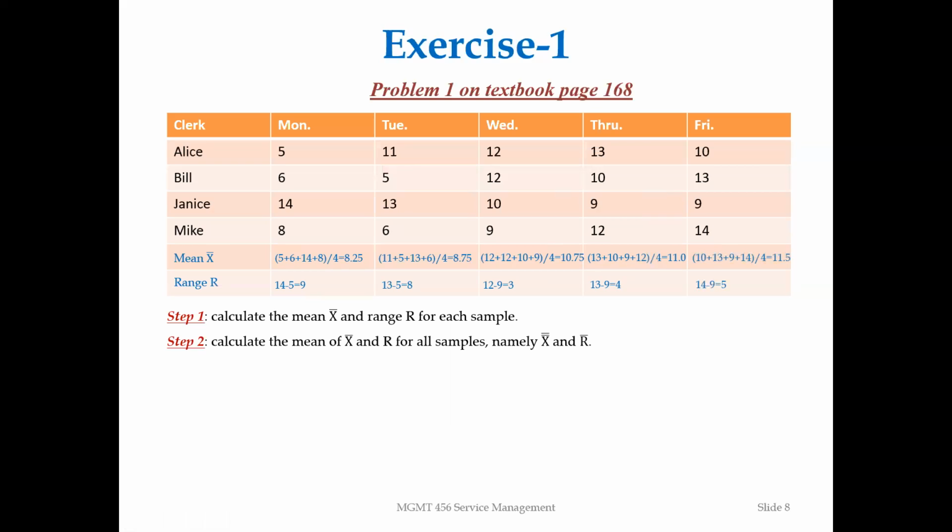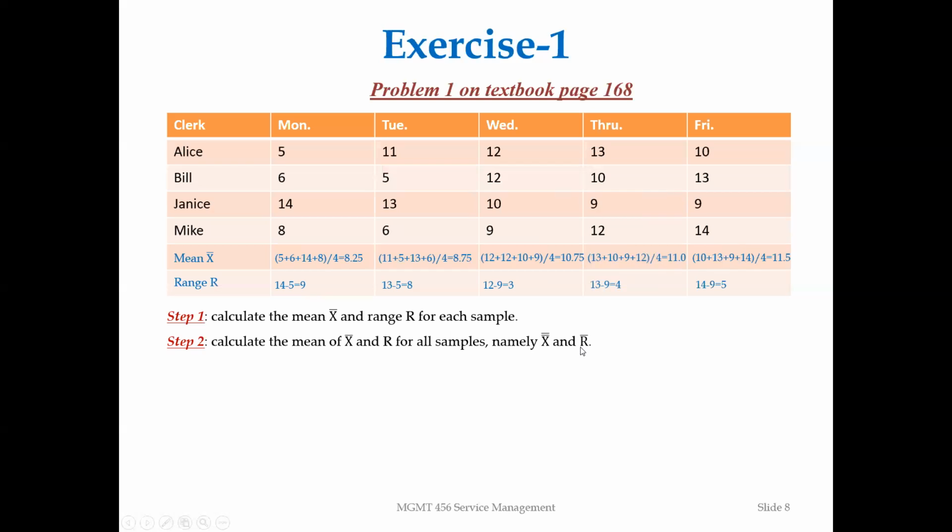Step 2: calculate the mean of X bar and R for all samples. In other words, we want to calculate X double bar and R bar. What is X double bar? X double bar means the average of the average. I already have 5 averages here: 1, 2, 3, 4, 5. I want to take the average of these 5 numbers, the average of the average.